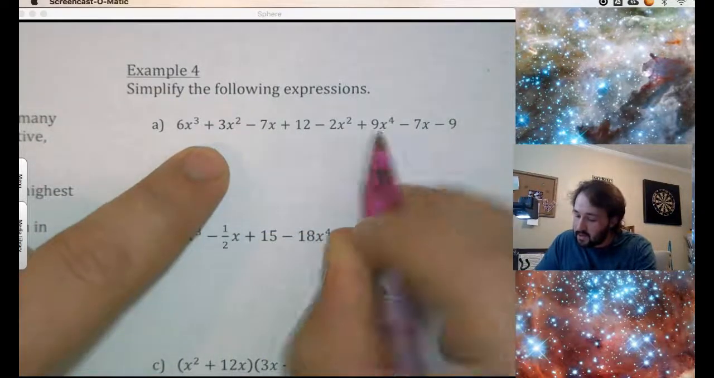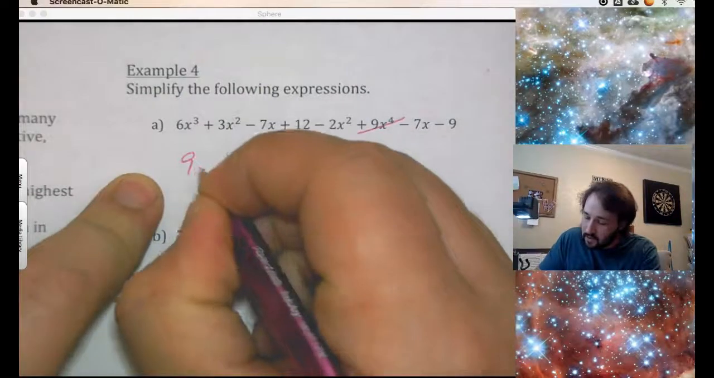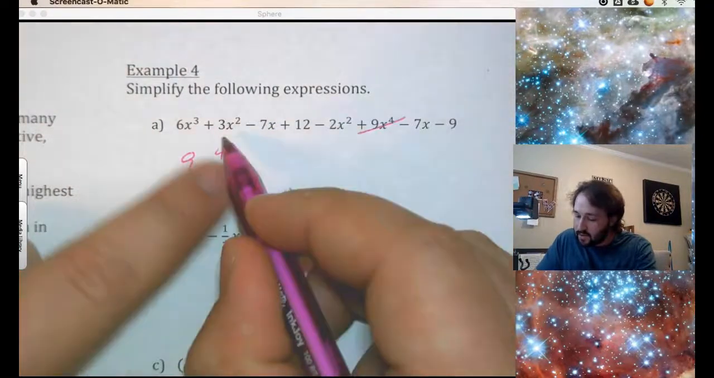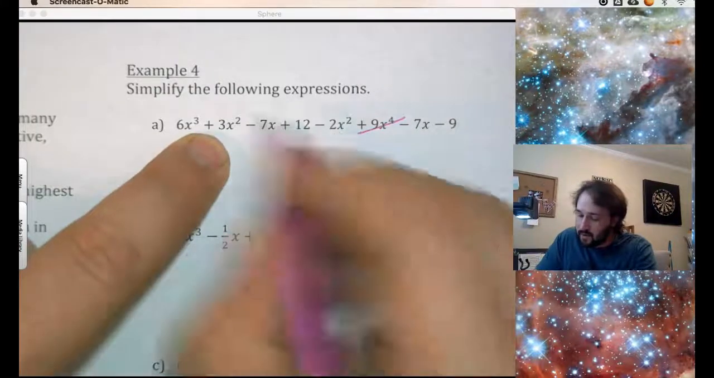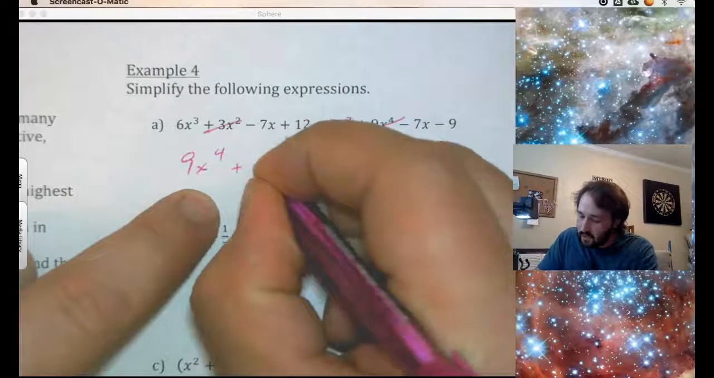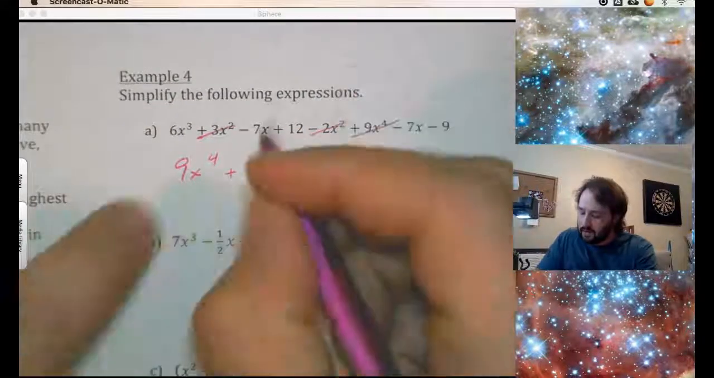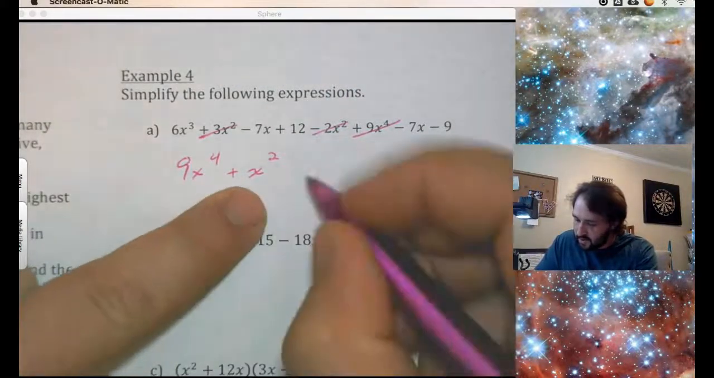So it looks like the highest exponent is 9x to the fourth. There's nothing else, so I'm just going to take 9x to the fourth. Now with our squareds, I have a positive 3x squared and a negative 2x squared. So 3 minus 2 makes plus 1x squared. Oh no, I didn't do the cubes. Okay, all right, well, we're combining like terms. I missed my cube here, so I'll rewrite it in standard form in a second.